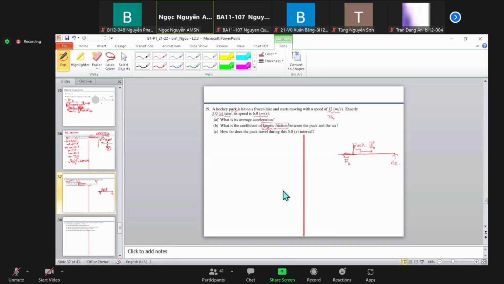And in the last part, they ask a new question: how far does the puck travel during this 5-second interval? I think this problem is so easy, so one of you can help me do it.